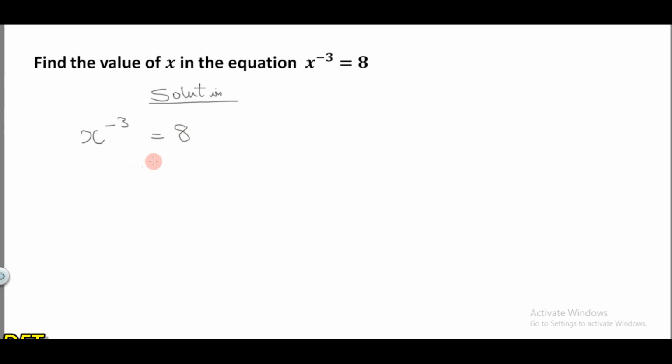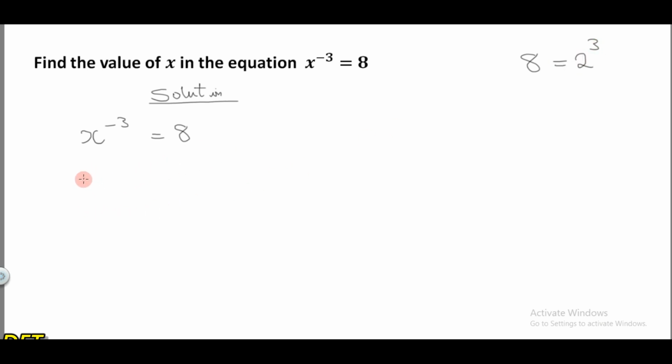8. So the first thing I would want to do here is to convert this 8 to an index number, right? Is to convert it to an index form. So 8 in index form can also be written as 2 raised to the power of 3, right? 2 raised to the power of 3 will give you 8. 2 raised to the power of 3 is 2 times 2 times 2. That will give you what? 8.